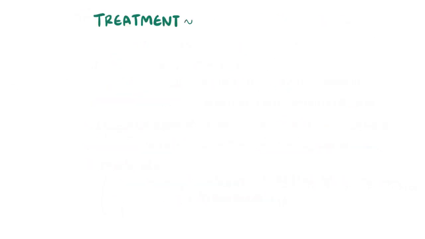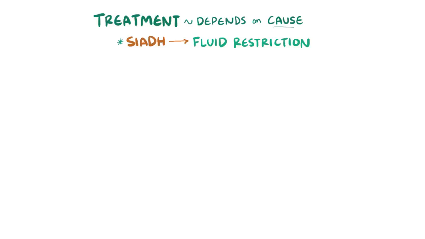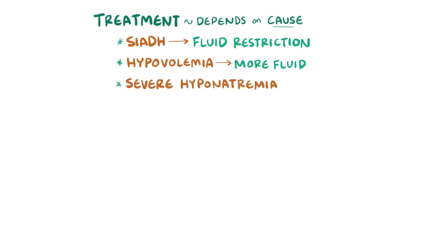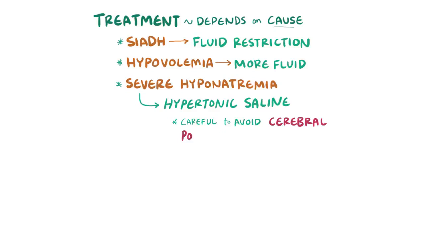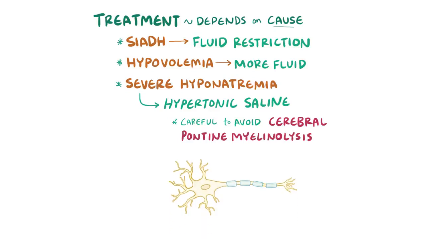Treatment of hyponatremia depends on the underlying cause. In patients with SIADH, fluid restriction is generally first-line therapy. On the other hand, if patients are hypovolemic, giving more fluid can be helpful. Generally speaking, for severe hyponatremia, it's important to give hypertonic saline, but this has to be done really carefully to avoid complications like cerebral pontine myelinolysis, which is where there's a loss of myelin in the pons, which is a structure in the brain, and this is due to rapid shifts in sodium and water.